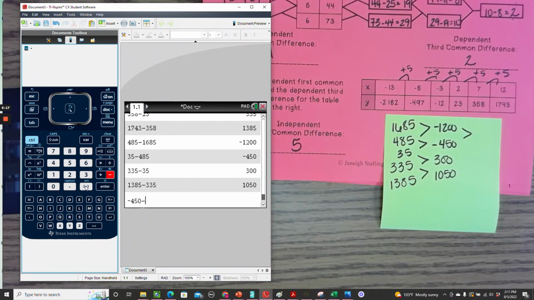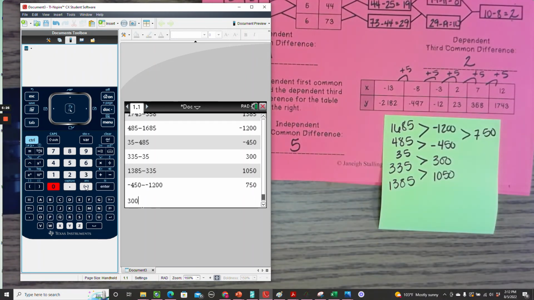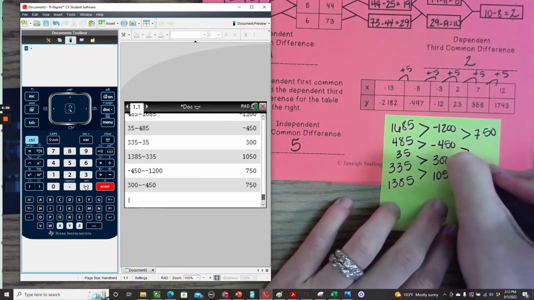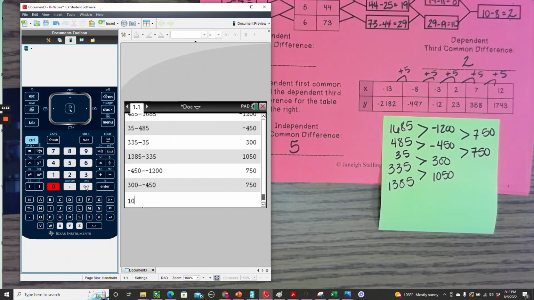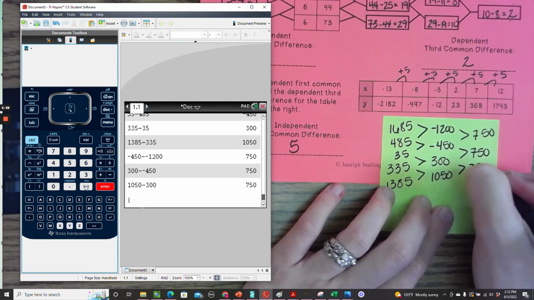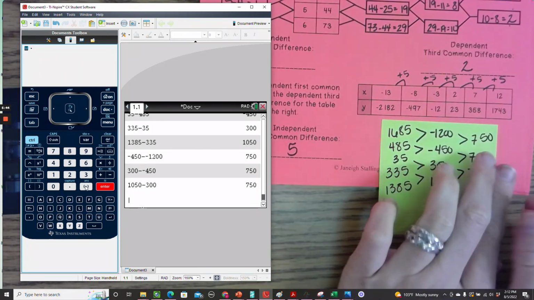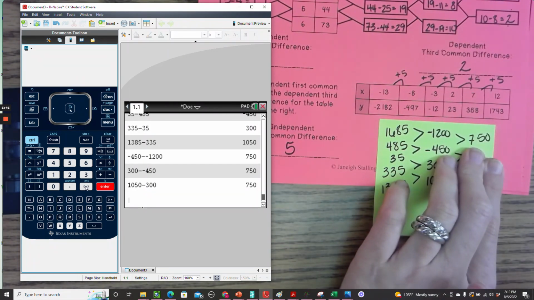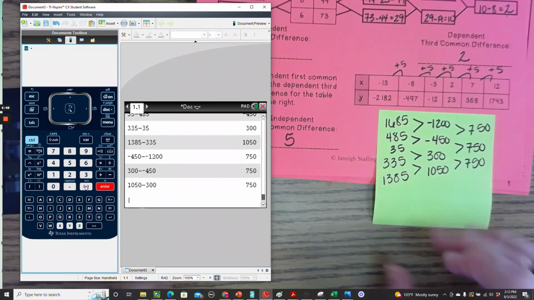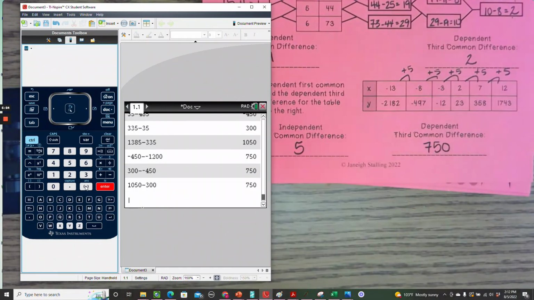Negative 450 minus negative 1200, 750. 300 minus a negative, I know it seems weird, 750. One for good luck, one to check and make sure I did the rest of my math right. 750. It's much more accurate if you compare three values over two, especially at least two, not just one. That just helps verify your math. So my third common difference here is 750.